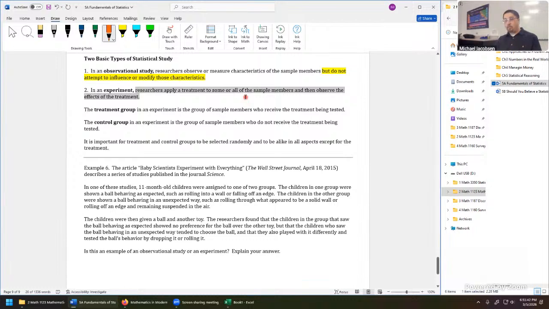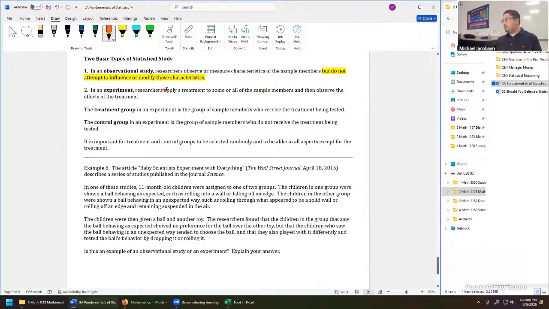Well, that's some interesting wording. I typed it up verbatim from the textbook. When we say we apply a treatment to some or all of the sample members, keep in mind a bona fide experimental design has to have a control group or it's going to be invalidated right away. But here's the opposite end. In an observational study, we don't influence anything, we just observe what's out there.